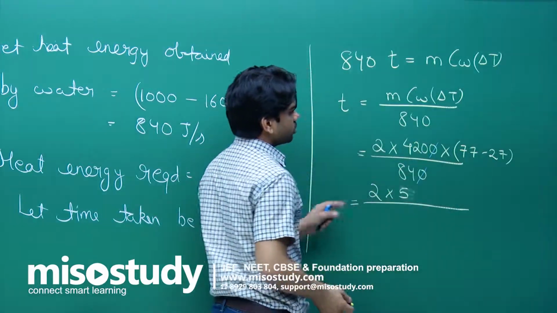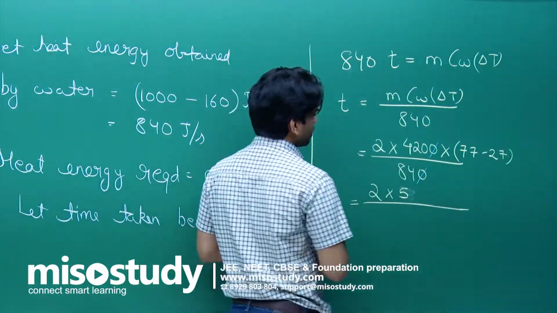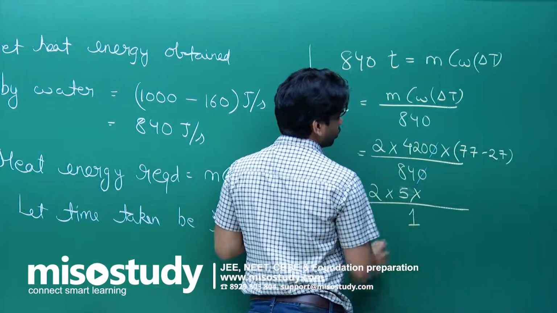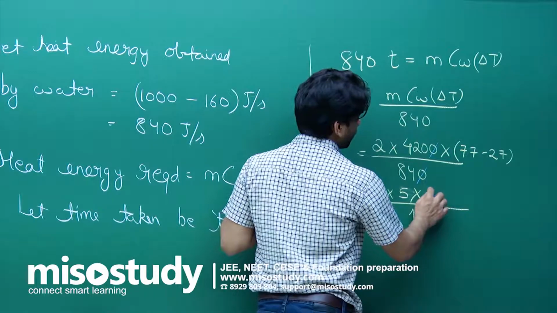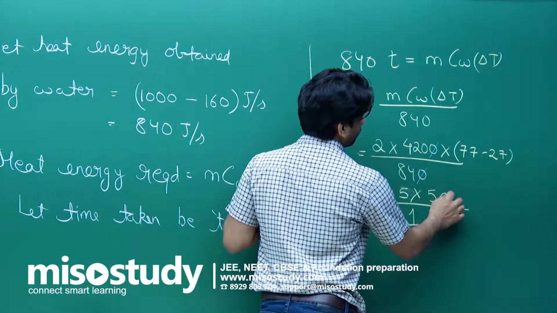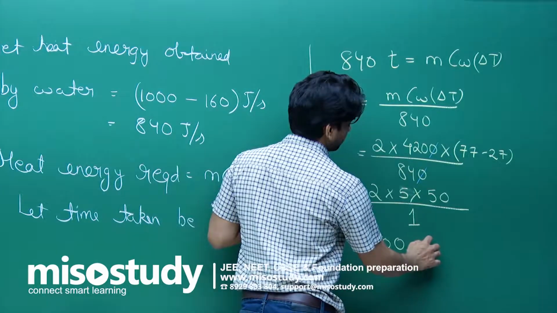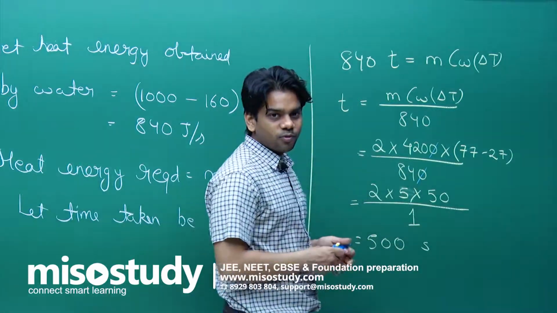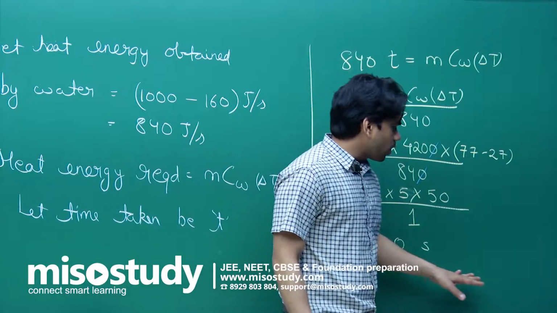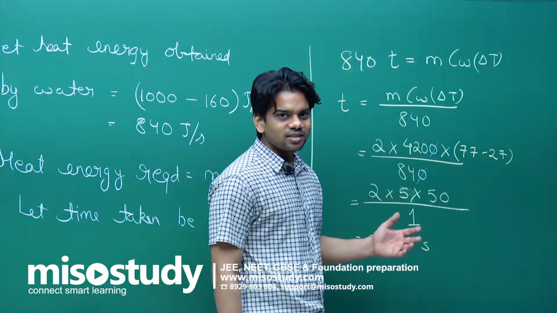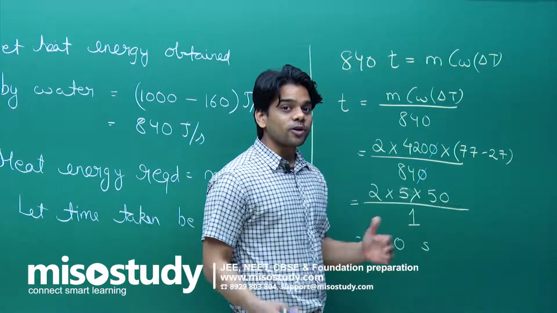Quite simple, we can use this 84 and 420 will go 5 times. And finally, you will be having this divided by 1, and multiply with 50. So this comes out to be 500 seconds. This is what we can obtain. Now we have done the first part of the question. We need to just answer in the required units, in what units the answer is given.